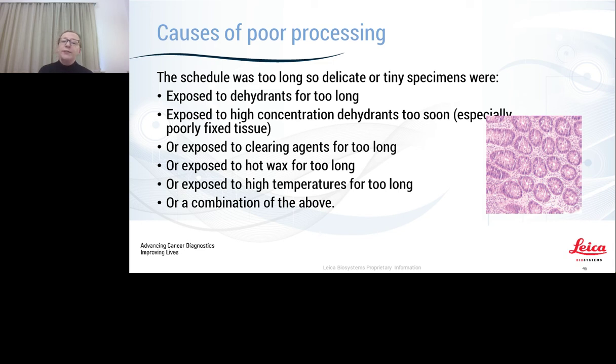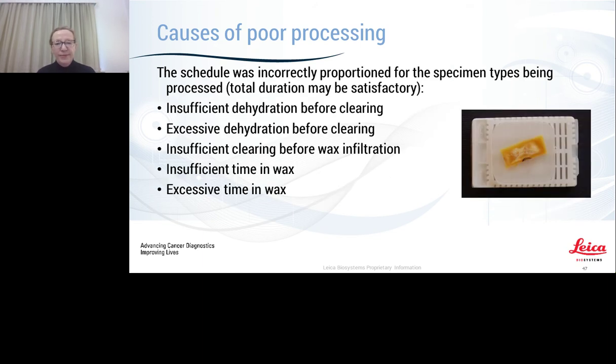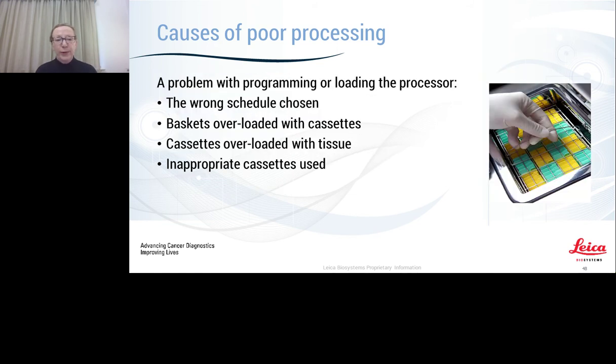So really think about the proportions of your protocol, not just using any one-size-fits-all protocol. It's really important to think about every aspect. As I said, with the incorrectly proportioned for the specimen type, you may have insufficient dehydration, excessive dehydration before clearing, insufficient clearing before wax, insufficient time in wax, excessive time in wax. And remember that the time in wax is also not just when the protocol finishes, but when you actually remove the tissue from your tissue processor. You may process overnight, having an end time at 6 or 7 in the morning, and then the tissue is not retrieved from the tissue processor till 9. That is all extra time in wax that by definition is still heated. So remember to think about that when you're thinking about your tissue processing protocols.